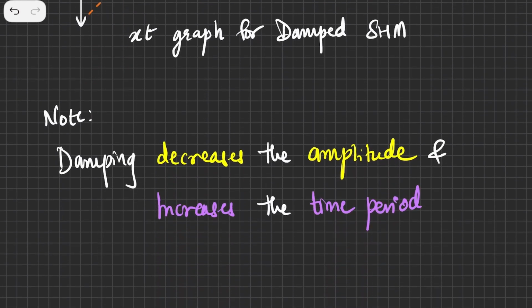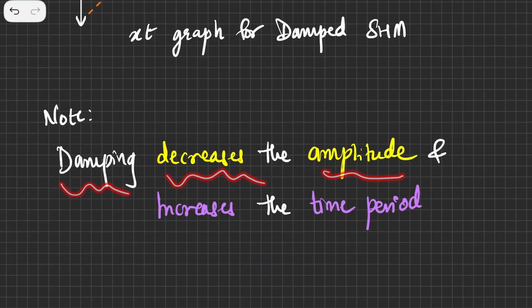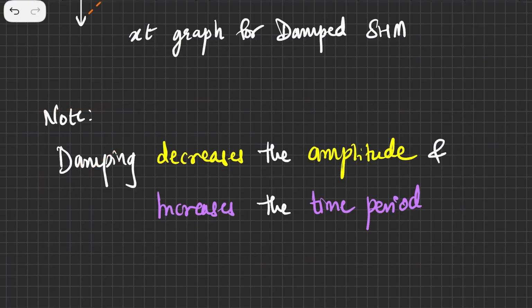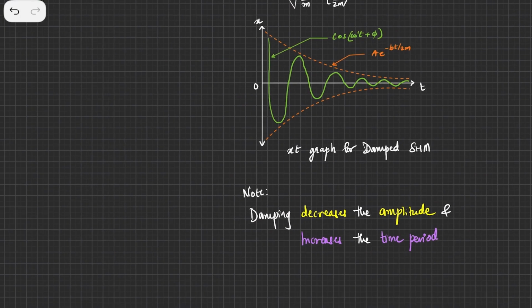And last but not least, we have this note, where many boards can put an MCQ or a very objective type of question: damping decreases the amplitude, which is pretty visible, but it increases the time period. So the time period is increased but the amplitude keeps on decreasing. This is a note kind of stuff, and just remember that damping decreases the amplitude and increases the time period. So this is what it is for today's video.